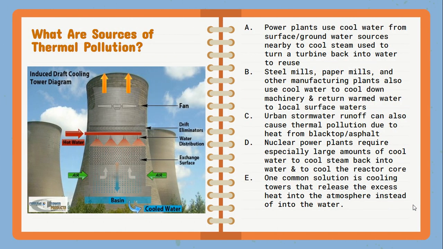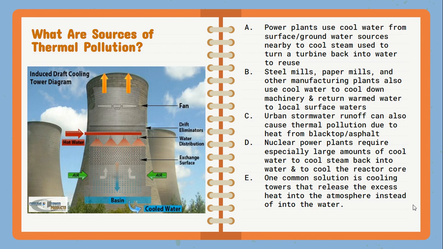So what may be sources of thermal pollution? Well, if we think back to Unit 6, when we talked about different fuel types, a lot of those fuel types tend to use water as a source to heat steam, turn a turbine, and so on. So places that may experience thermal pollution could be things like steel mills, paper mills, and even nuclear power plants, especially since they require large amounts of cool water to then turn back into steam around that reactor core.